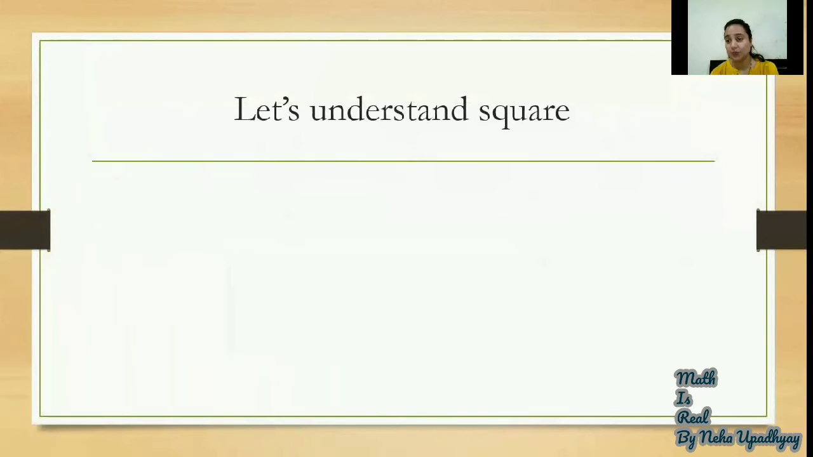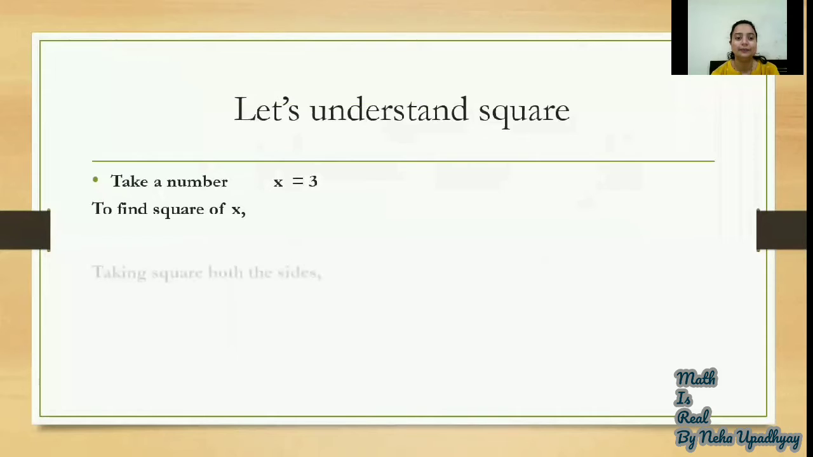Let's understand square first. What it is. It is raised to the power 2. Let's take a number, x equals 3. And to find the square of this x, what are we supposed to do? We will square both sides. Taking square on both sides means we will take the square of x and the square of 3.